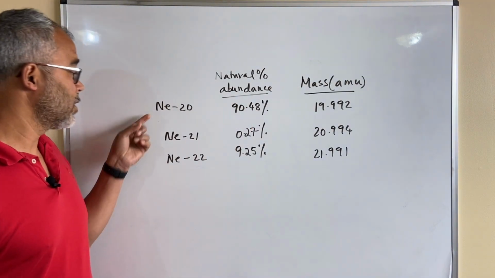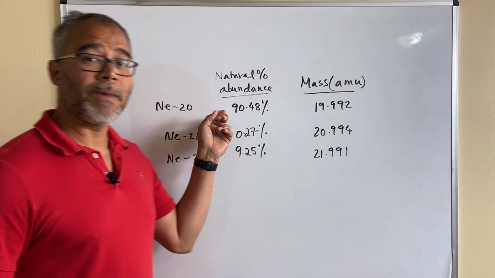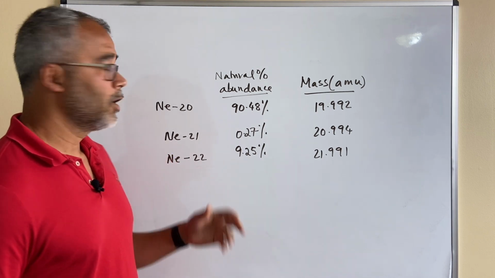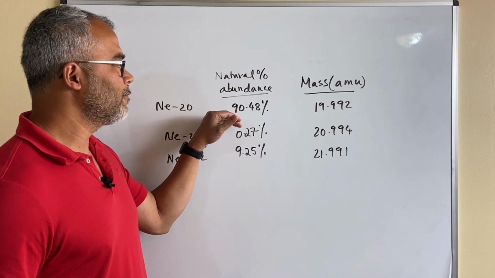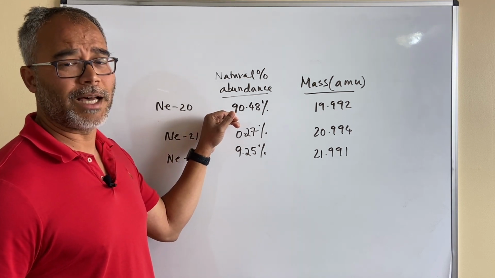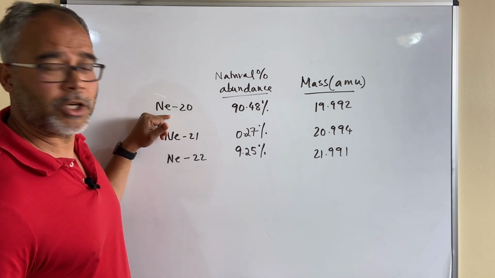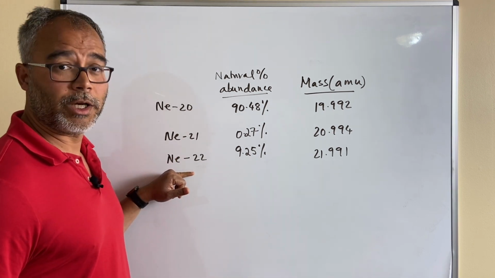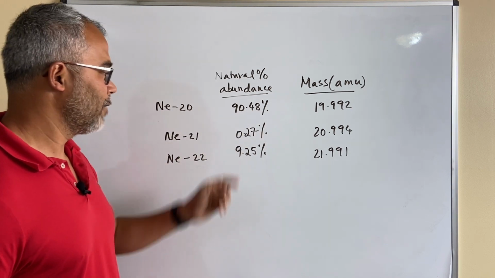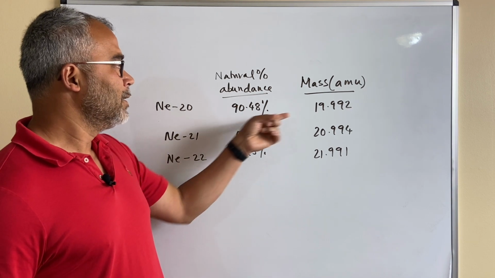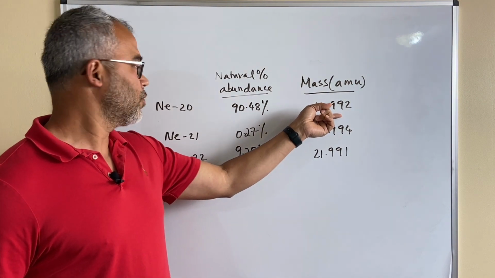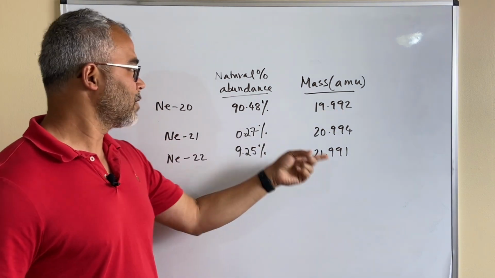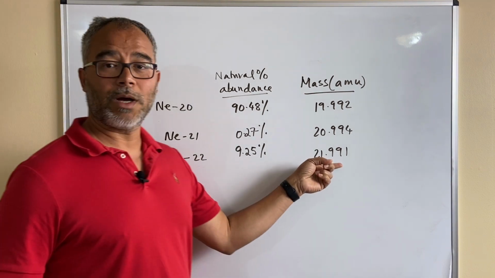So out here we have listed the three isotopes of neon. The natural abundance means if you just take a sample from planet Earth of neon gas, you're going to find that 90.48% of that sample corresponds with neon 20, 0.27% corresponds to neon 21, and 9.25% corresponds to neon 22. Okay, so that is the natural abundance. If you add these up, you will get 100%. Now, the mass expressed in AMU of this isotope is 19.992. The mass of this isotope is 20.994, and the mass of this isotope is 21.991.